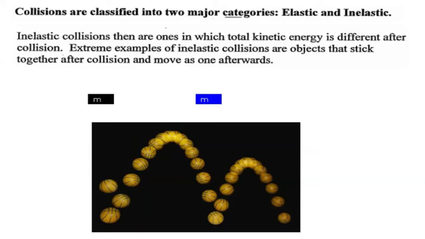Alright, let's look at inelastic collision. Inelastic collisions are ones in which the total kinetic energy is different after the collision. That is, kinetic energy is not conserved. Extreme examples of inelastic collision are objects that stick together after the collision and then they move as one unit afterwards. Like the calculation we did, where we saw that at the end of the day there was a common velocity that they were moving with. That becomes inelastic.